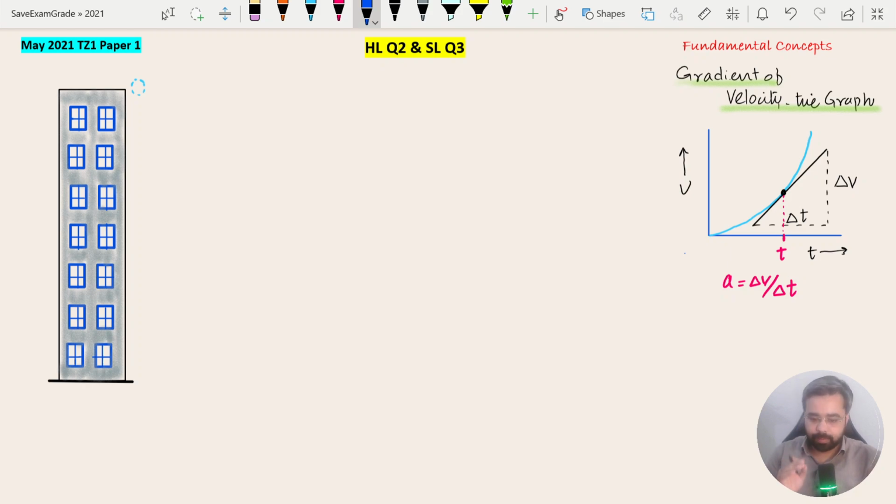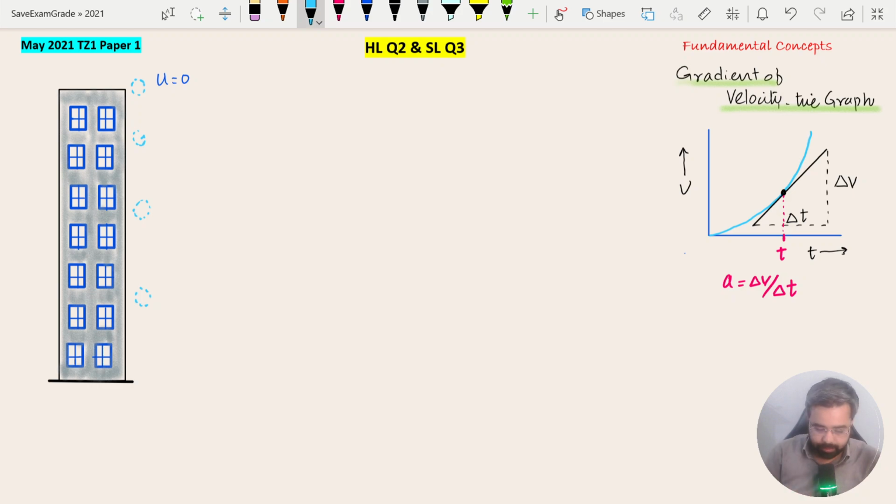A large stone is dropped from a tall building. Because it is dropped, initially its speed is 0, and you have to identify the graph. You have to see what should be the speed-time graph after 1 second. I'm going to show you its different positions as it is falling in the presence of air. What should be the speed-time graph?